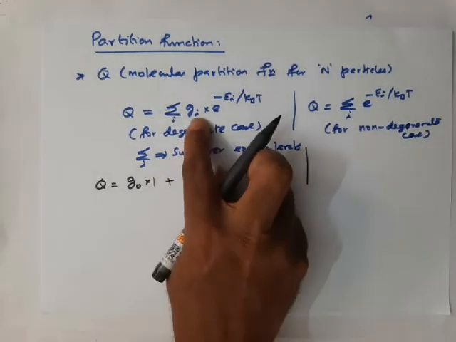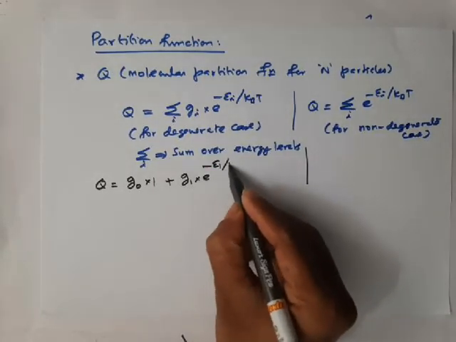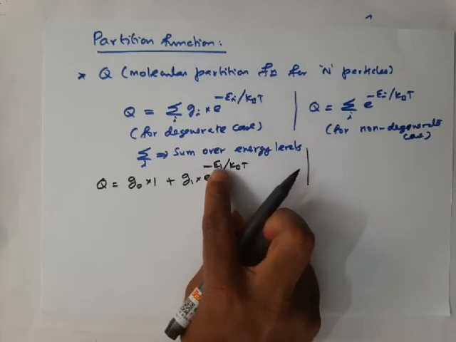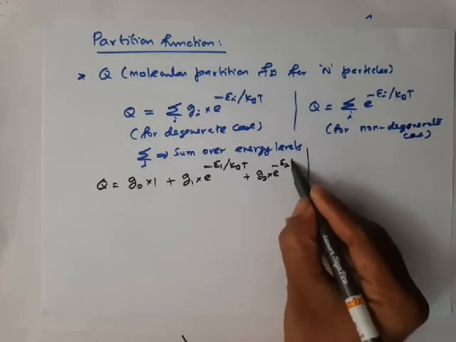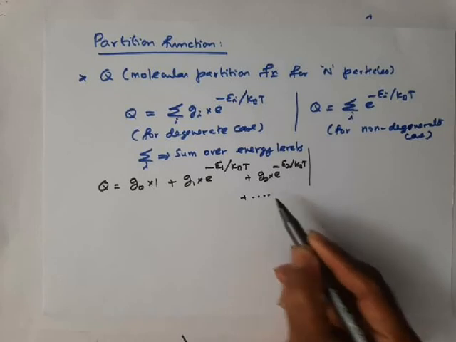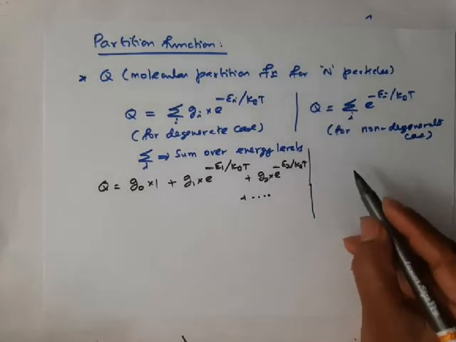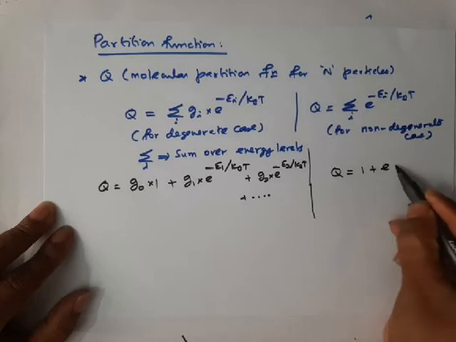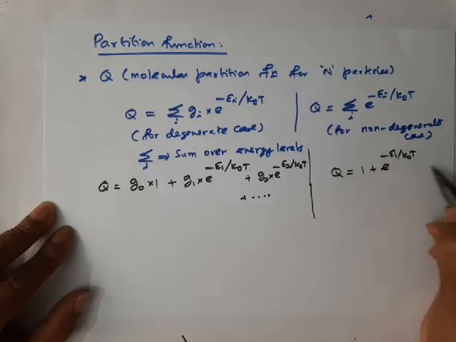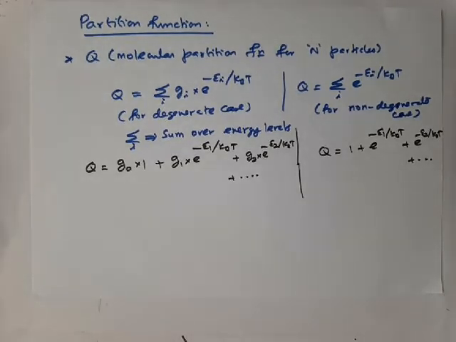For the first energy level, I should put i as 1. So you will get g1 into e power minus E1 by kBT. Remember, E1 is not 0. Only E0 is 0. Okay. Similarly, we have g2 into e power minus E2 by kBT, plus etc. You can expand this like this. Similarly, you can expand this function as Q is equal to 1 plus e power minus E1 by kBT plus e power minus E2 by kBT plus etc. Right? Keep this point in mind, which is very, very important.